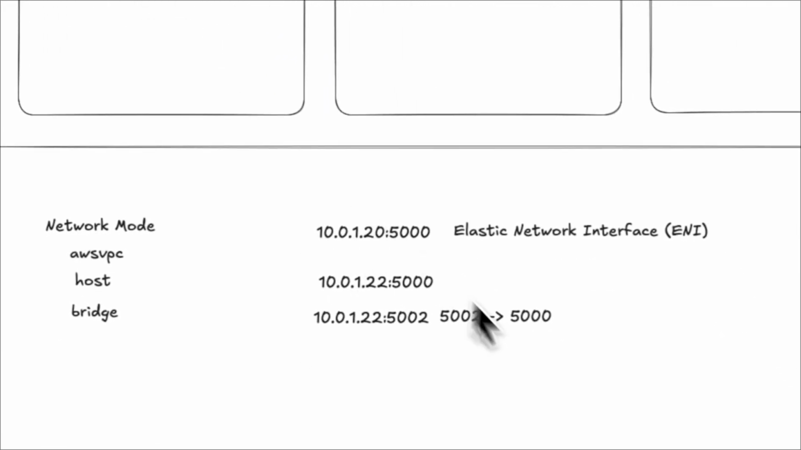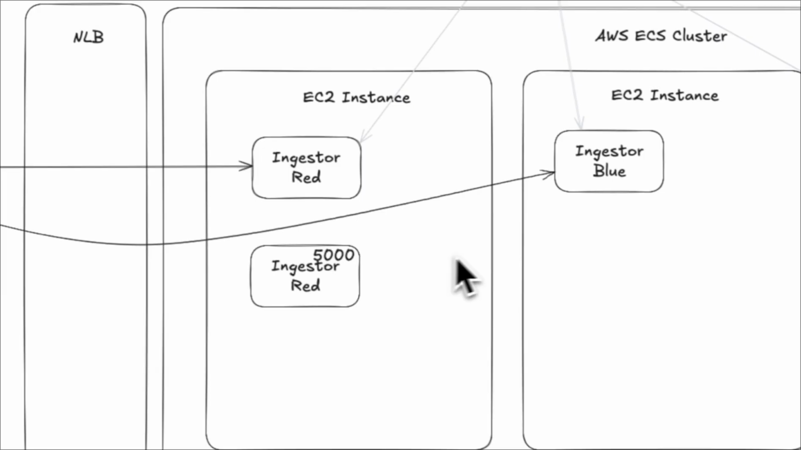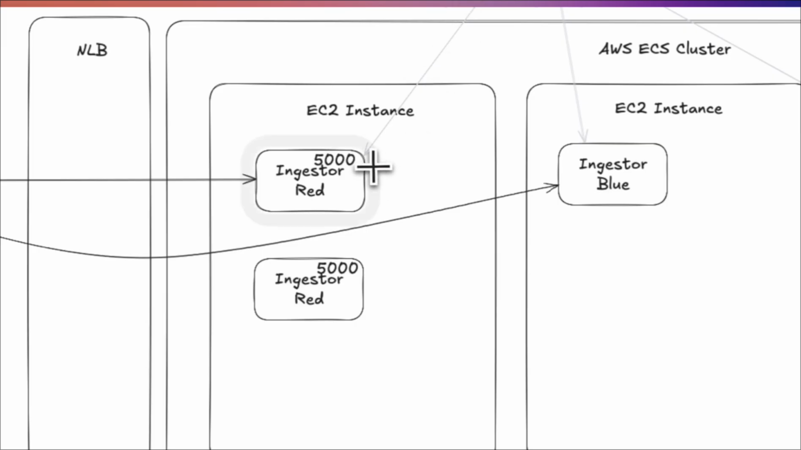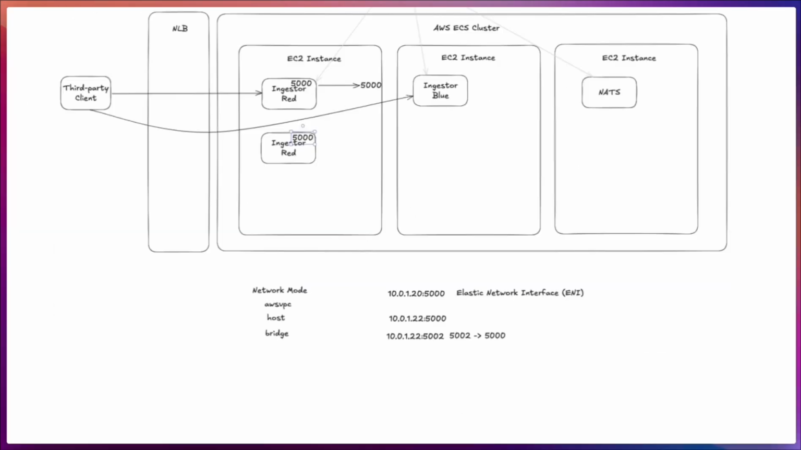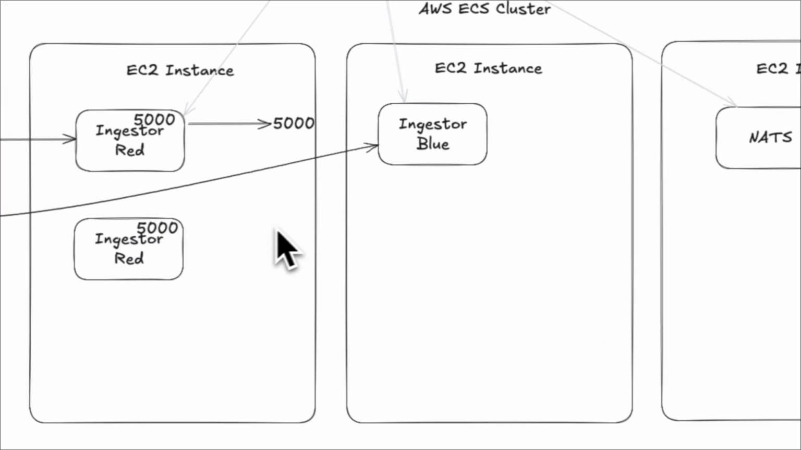We need to bind the 5000 to the host port. So let's say this container has 5000 and it is mapped to the 5000 of the EC2 instance. So it means this one couldn't be mapped to the 5000. And you don't want to do it manually. You don't want to figure out the port manually. So what you can do is say, please assign it to any port you want.